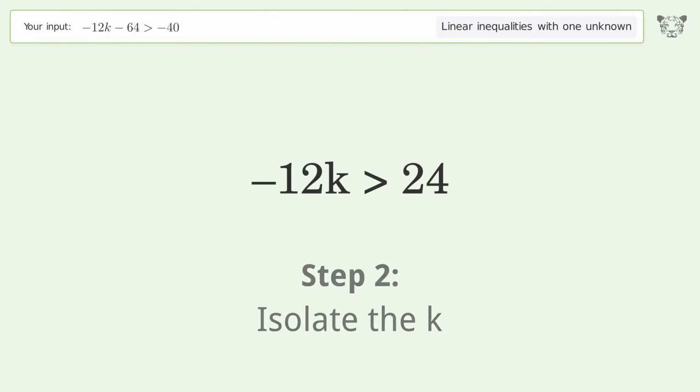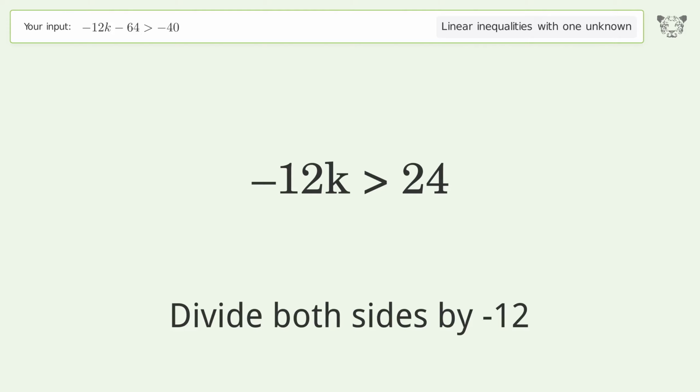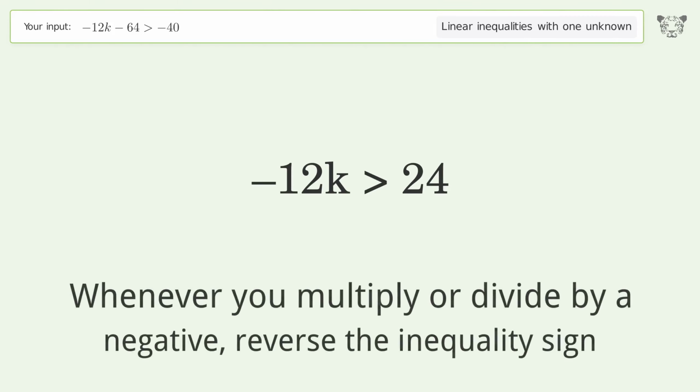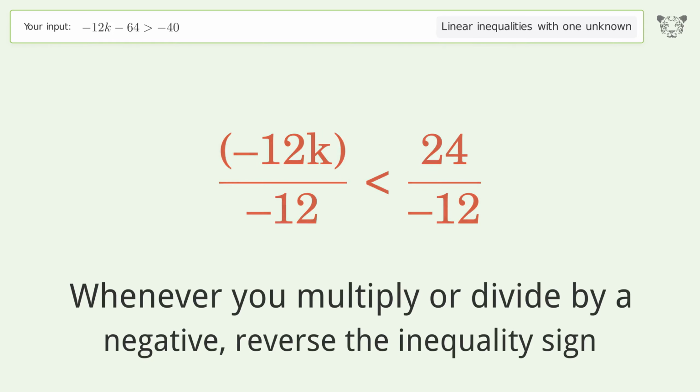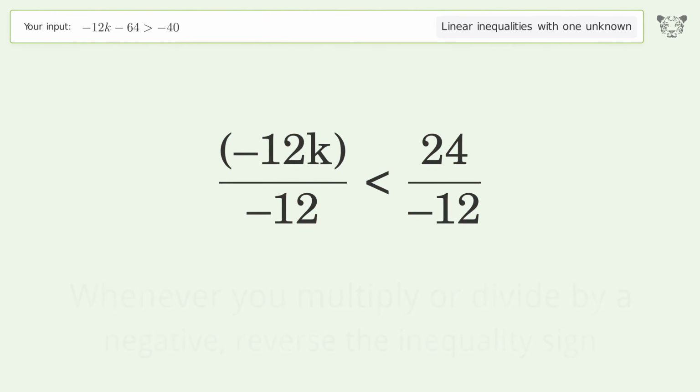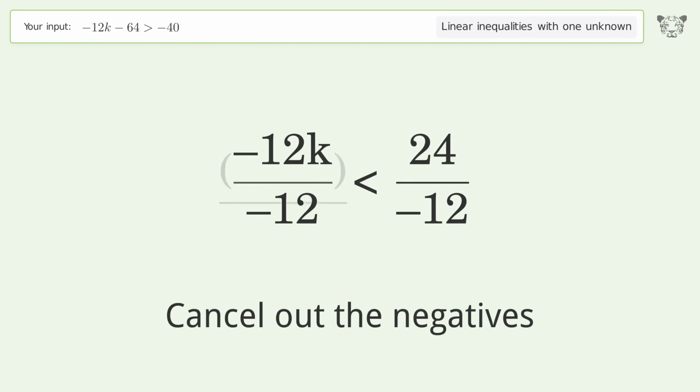Isolate the k. Divide both sides by -12. Whenever you multiply or divide by a negative, reverse the inequality sign. Cancel out the negatives.